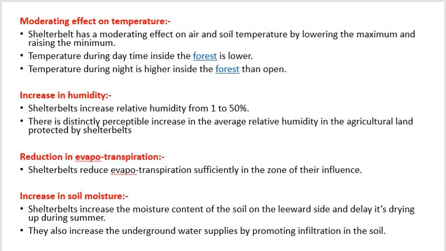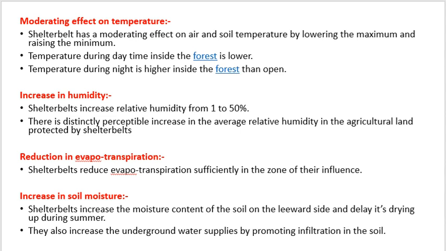Moderating effect on temperature. Shelter belts have a moderating effect on air and soil temperature by lowering the maximum and raising the minimum. Temperature during daytime inside the forest is lower. Temperature during night is higher inside the forest than in the open. Increase in humidity. Shelter belts increase relative humidity from 1 to 50%. There is a distinctively perceptible increase in average relative humidity in the agricultural land protected by shelter belts.